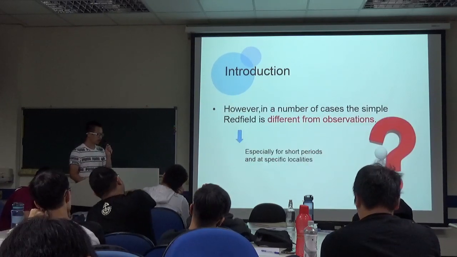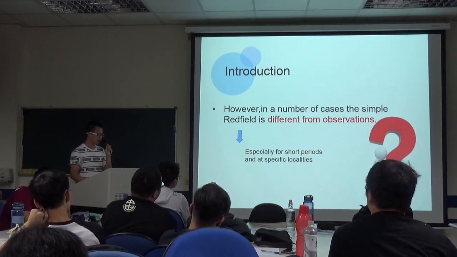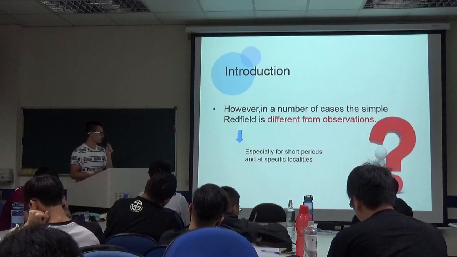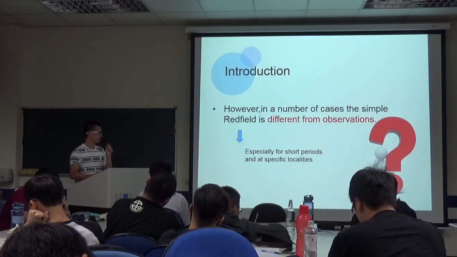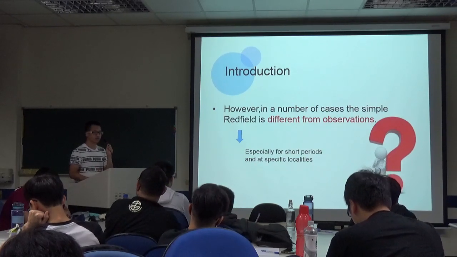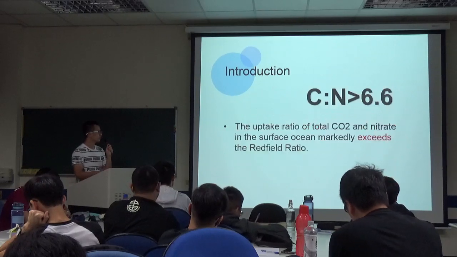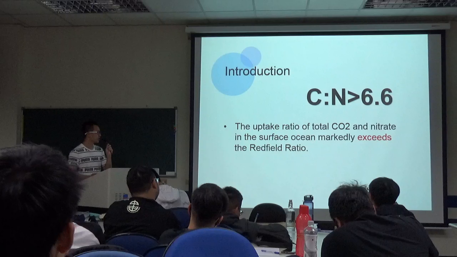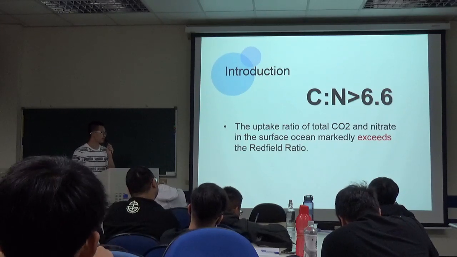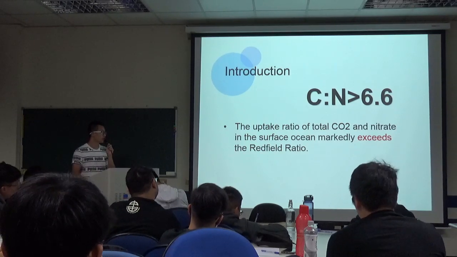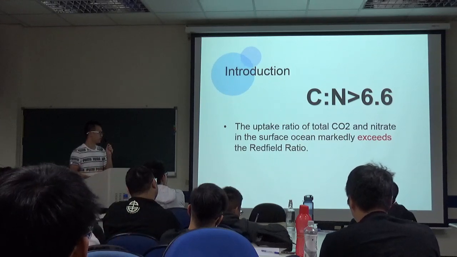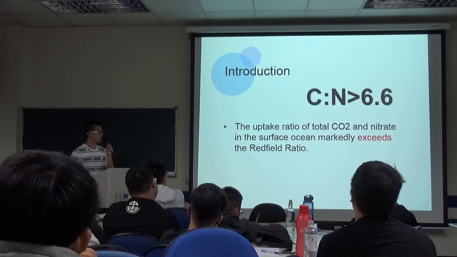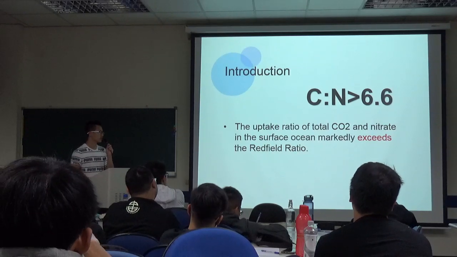However, in a number of cases, the simple Redfield ratio is different from observation. It's very strange and confusing, especially for short periods and at specific localities. So the scientists found the uptake ratio of total CO2 and nitrate in the surface ocean markedly exceeds the Redfield ratio. It means the carbon to nitrate ratio is more than 6.6.